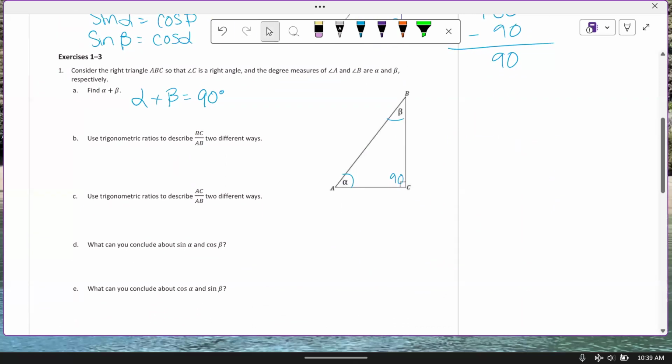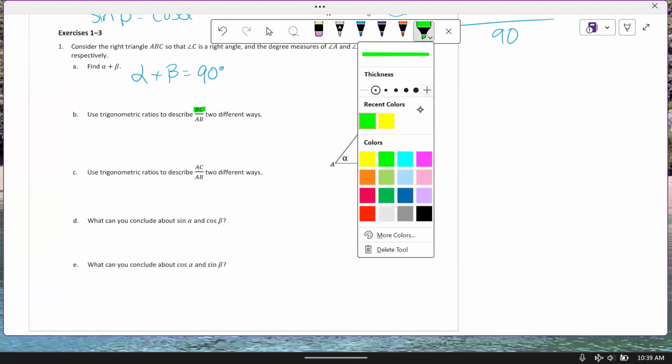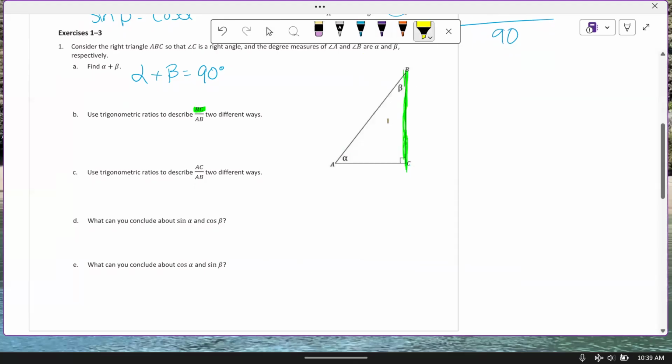Those are complementary, right? In this case, B, it says what ratios are used to describe BC over AB, all right? We're going to use a little highlighter. BC is right here, okay? Here's BC, and then AB is going to be right here, our hypotenuse.